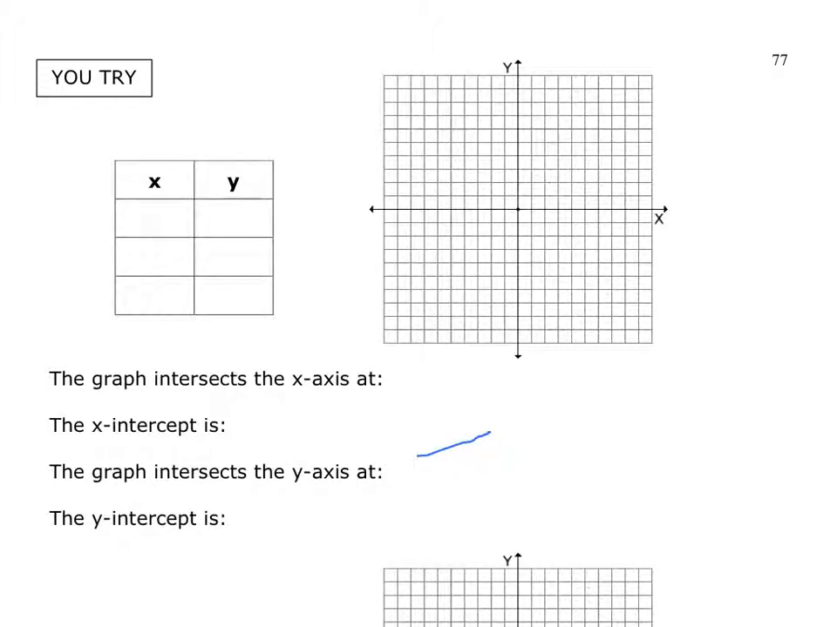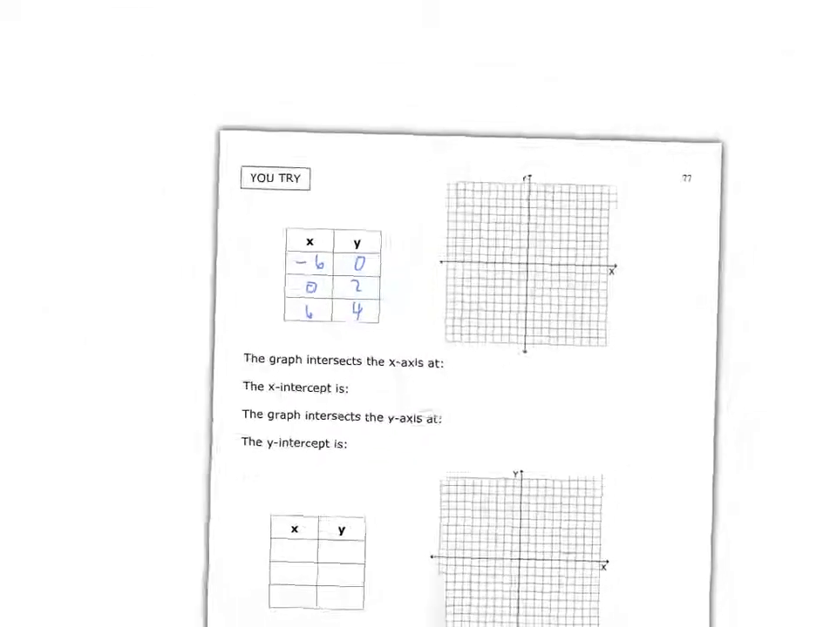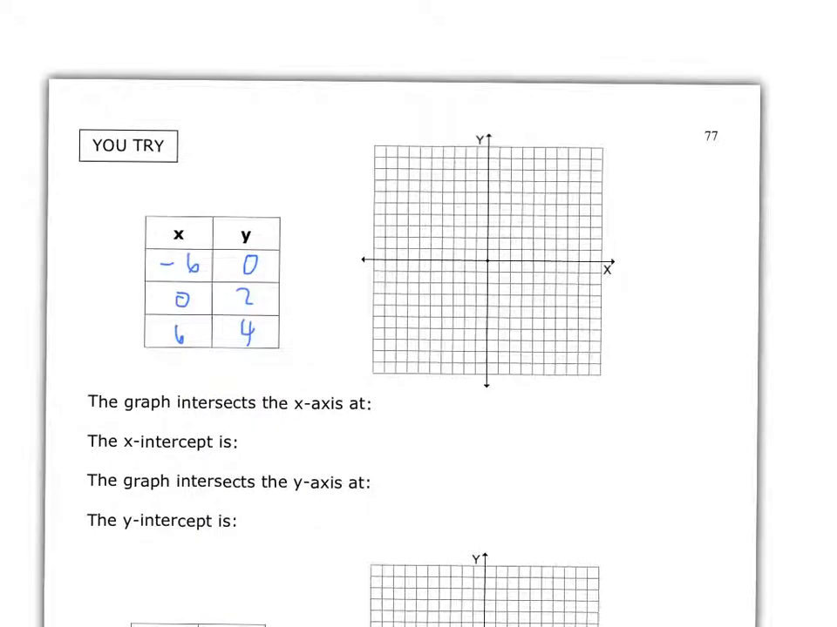Okay, so let's go ahead and try one on your own real quick. I want you to do this problem here. I want you to do -6, 0, 6, and 0, 2, 4. So go ahead and graph those points and identify your x-intercept and your y-intercept. Okay, so you only need to do that one.